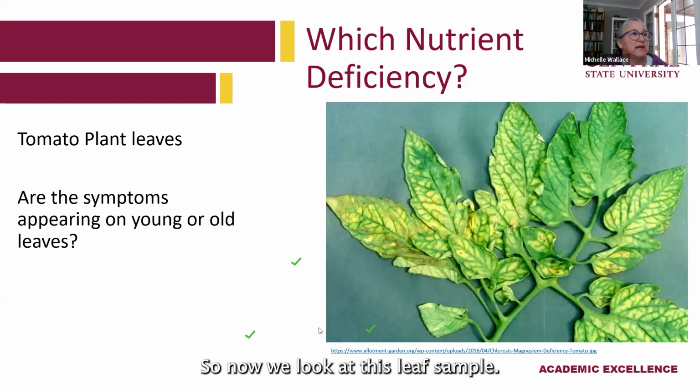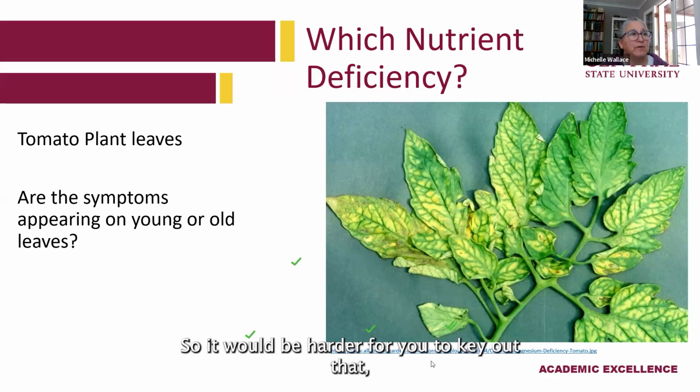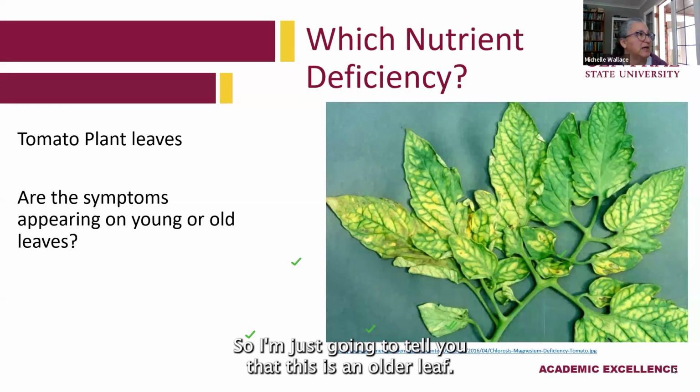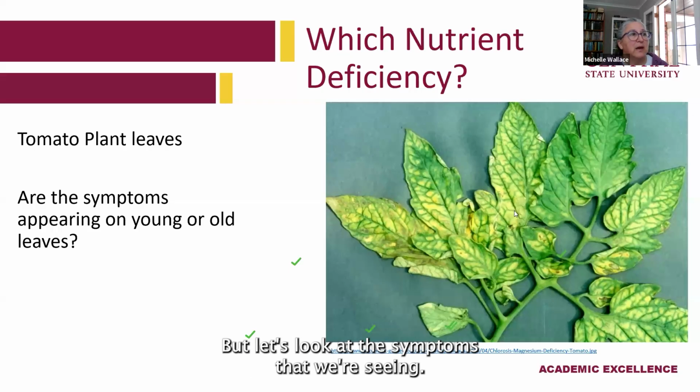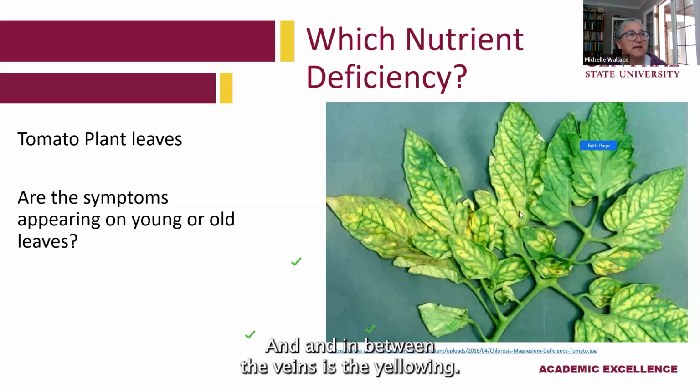So now we look at this leaf sample. What are you seeing here? I don't have a picture of the whole plant, so it would be harder for you to key out whether this is an old leaf or a newer leaf. So I'm just going to tell you that this is an older leaf. But let's look at the symptoms. We are seeing interveinal chlorosis of the leaves. Does everyone see that? That's when we can see prominent veins, and in between the veins is the yellowing.